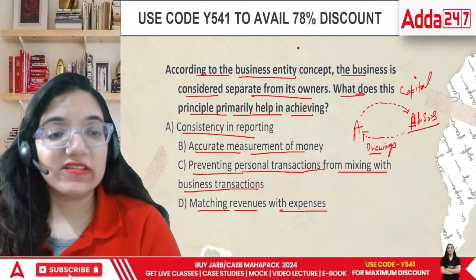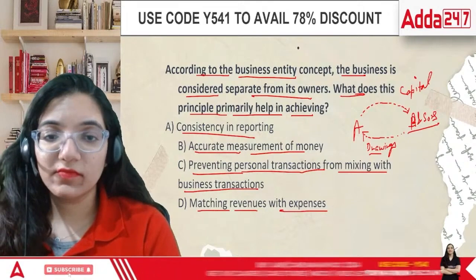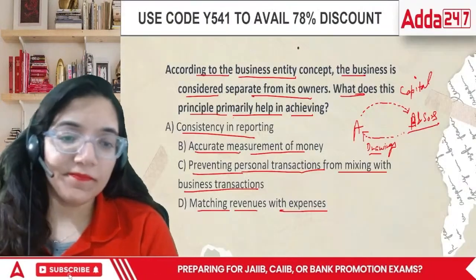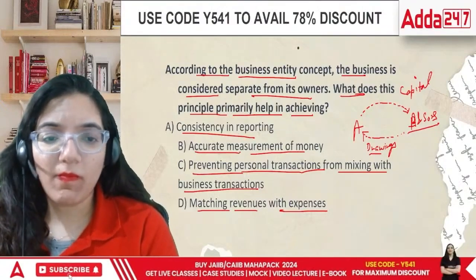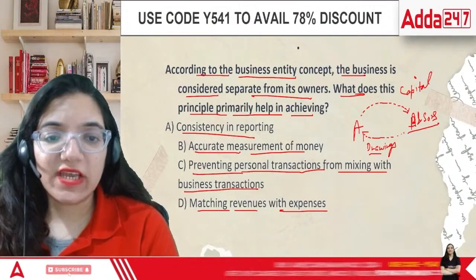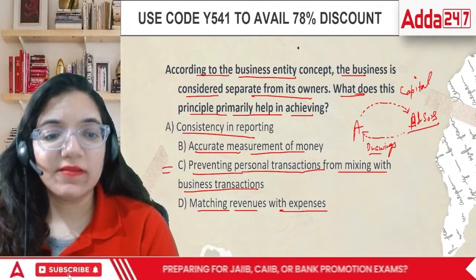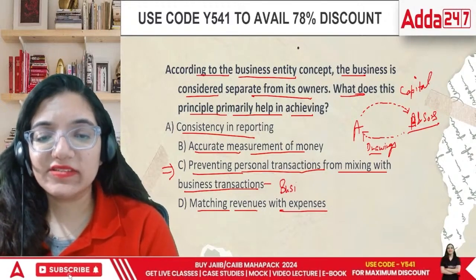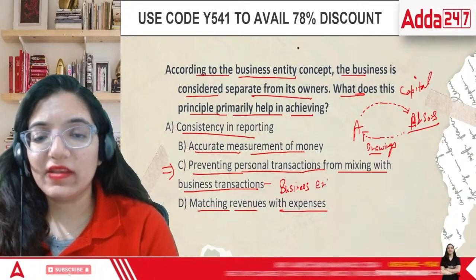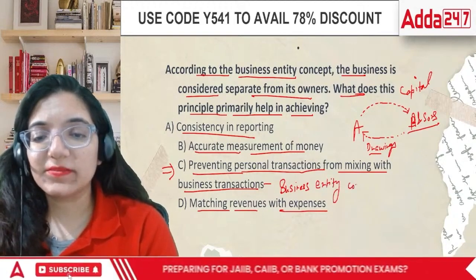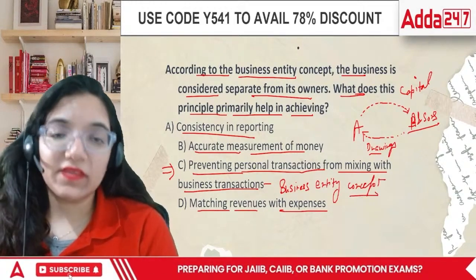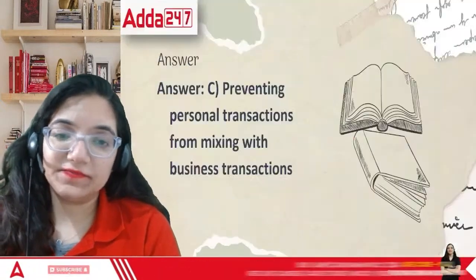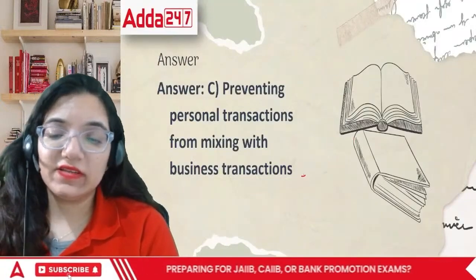What would be the answer in this case? The answer would be business entity concept, preventing personal transactions from mixing with the business transactions. This is also known as the business entity concept. I'm also going to state the concepts with which these points have been created. Everyone, the answer was C.